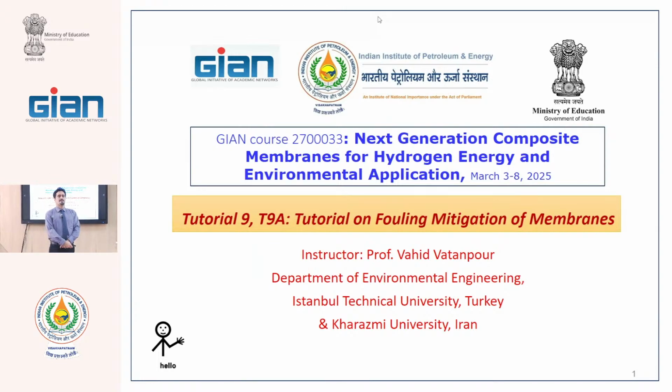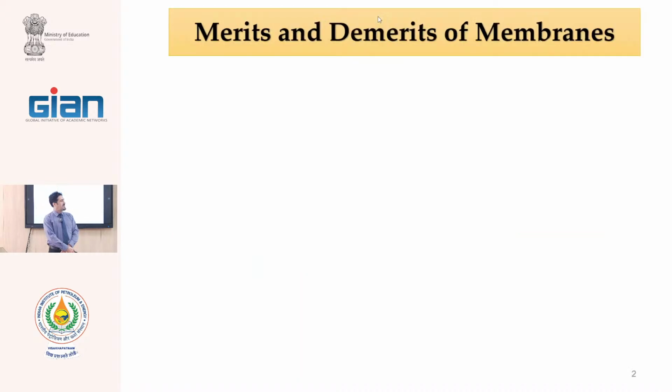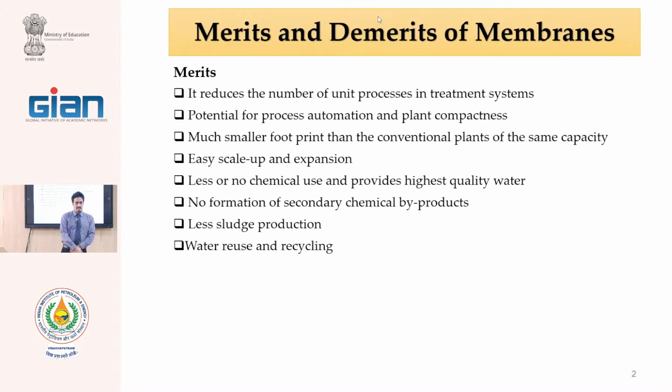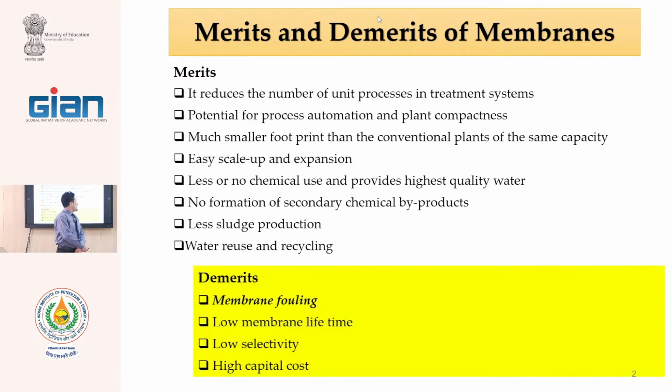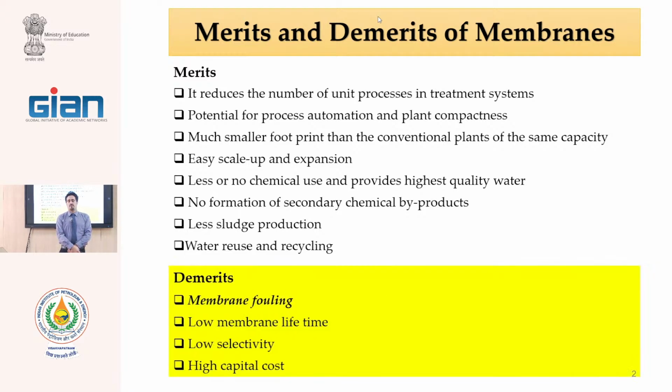As the last meeting, we reached the membrane fouling. We speak mostly about the advantages of the membranes and applications, and we say that the membrane is very good because we work on the membrane science. But membranes have some demerits, and the main demerit is membrane fouling.